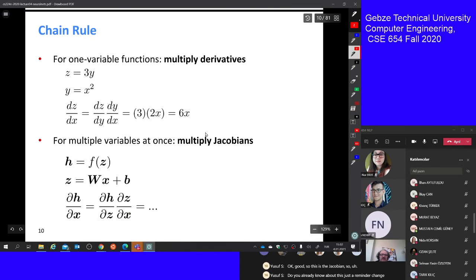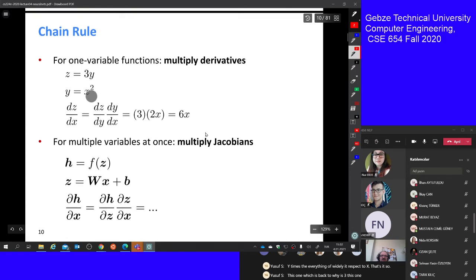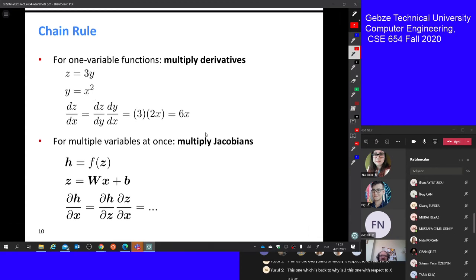Chain rule, you already know this, I know. Okay, let's say if I have a function z that depends on y, and y depends in turn on x. If I like to take the derivative of z with respect to x, what you're going to do, you take the derivative of z with respect to y times the derivative of y with respect to x. That's it. So this one with respect to y is 3. This one with respect to x is just 2x. So it is 3 times 2x, 6x.